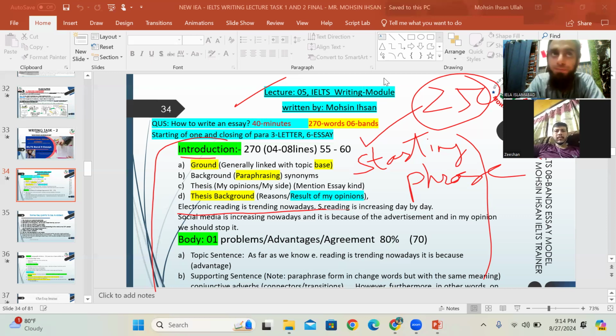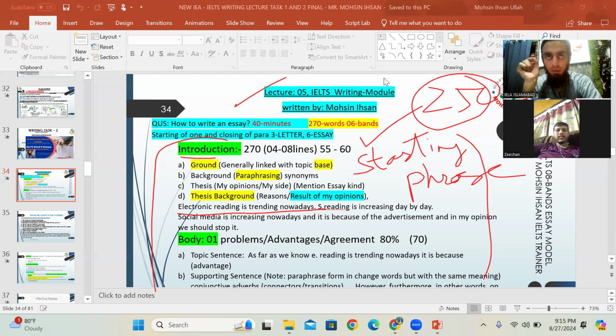Electronic reading is increasing nowadays and people are much stuck with that. They are not focused on their studies or academic career, and they are much involved in this. This is a very common and awkward way of writing. You should be focused on how to write in a more professional and more accurate way. Now see, number one, proper start.